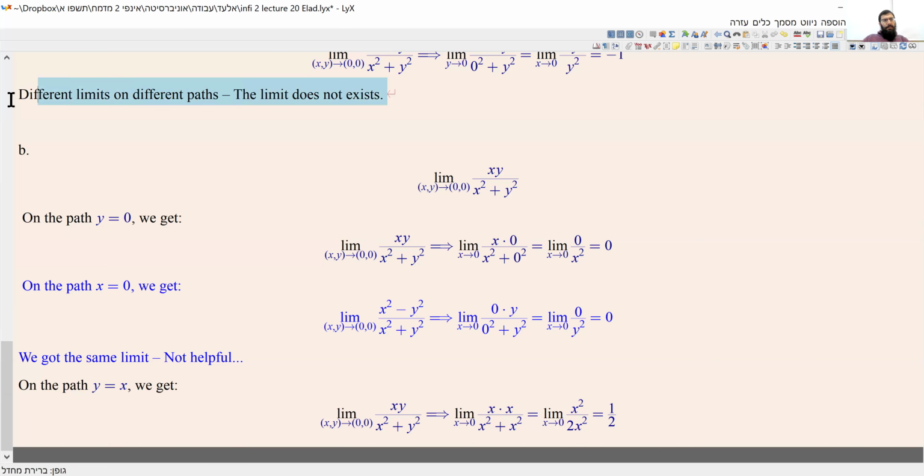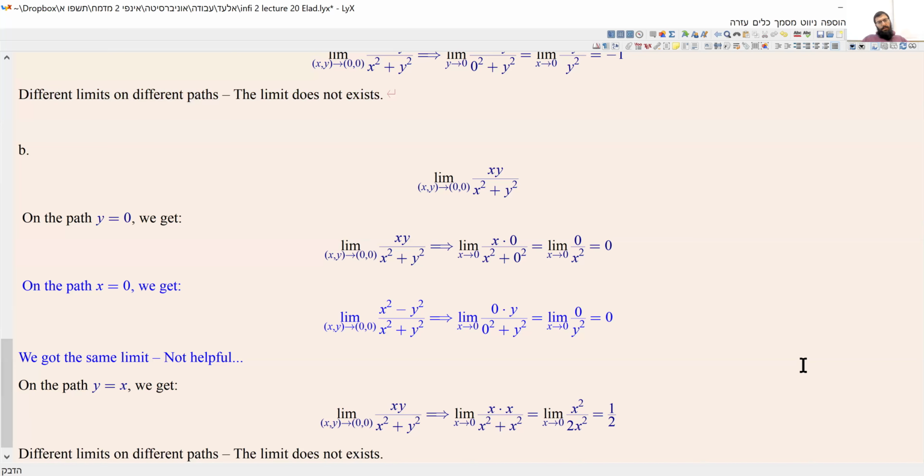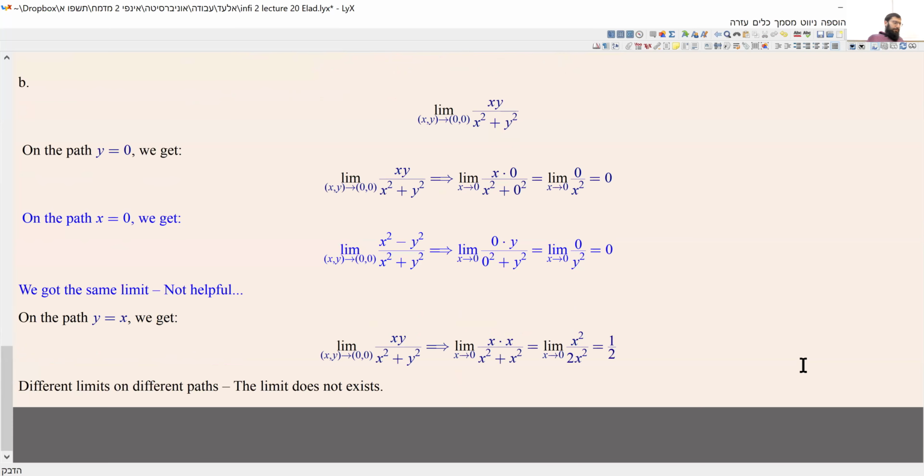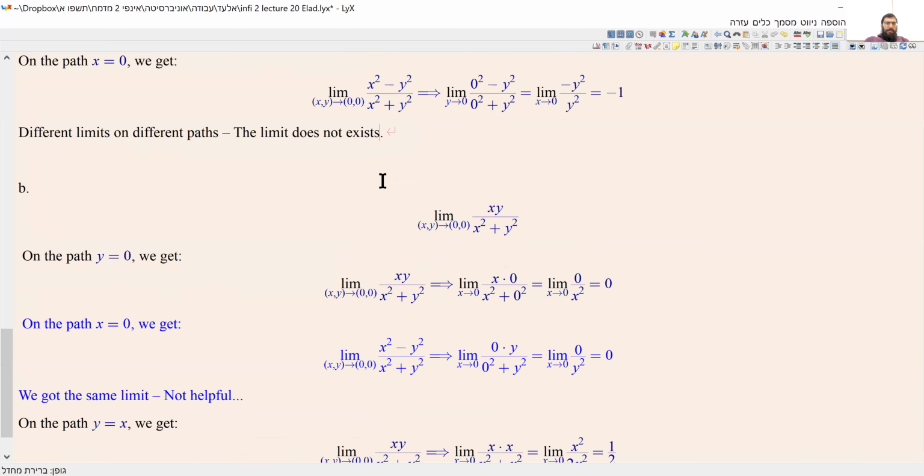And I can copy my final words from the previous example. Different limits on different paths, the limit does not exist.